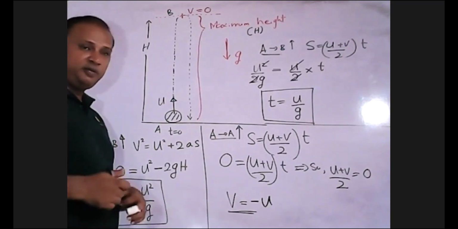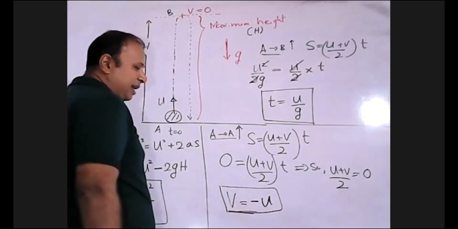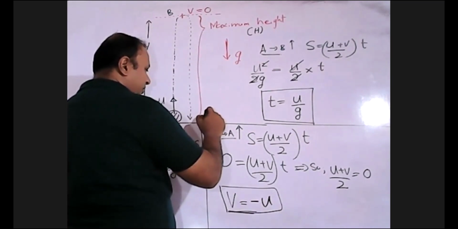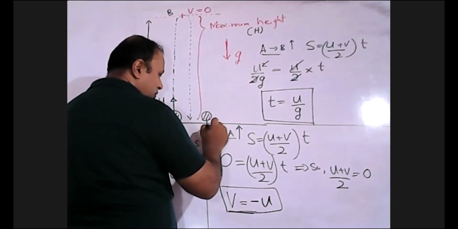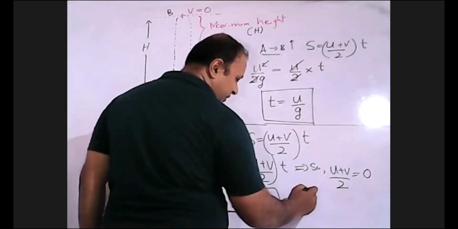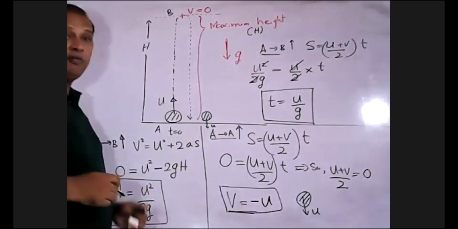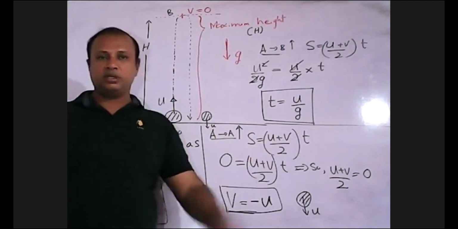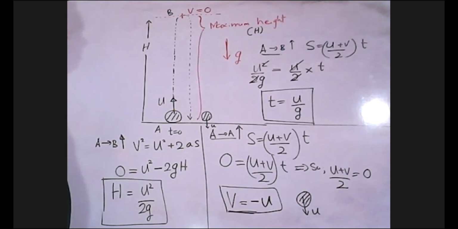v is equal to minus u. That means the velocity at this point is u towards the downward direction. Therefore, the final velocity is equal to the initial velocity in magnitude, but the direction is opposite. Right.